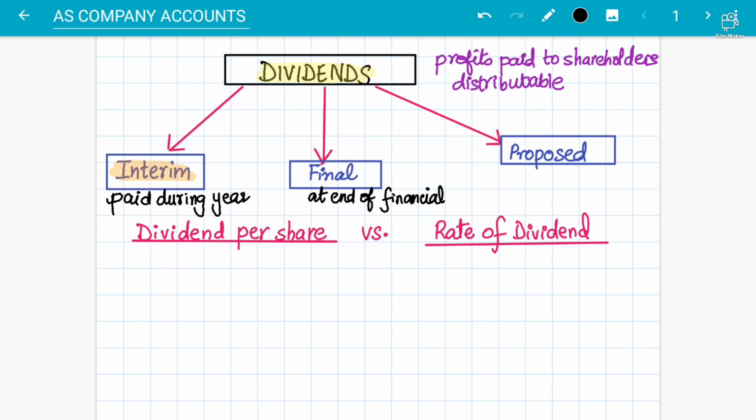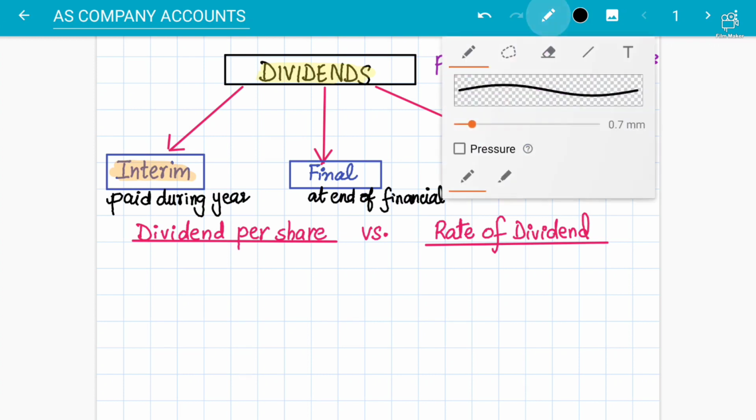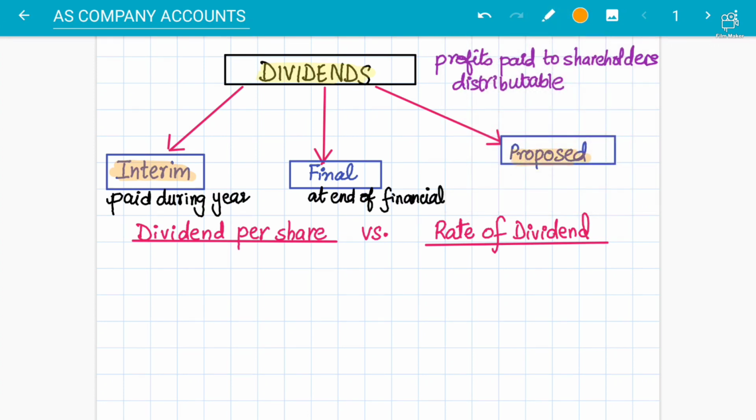Proposed dividends come from the concept of the annual general meeting. In the annual general meeting, the directors decide what the percentage of dividends or the dividend per share should be for the next year. If they have declared the dividends but not yet paid, this is very important terminology: if they have proposed dividends, you don't record them because we haven't paid them, and we just mention them in the notes.